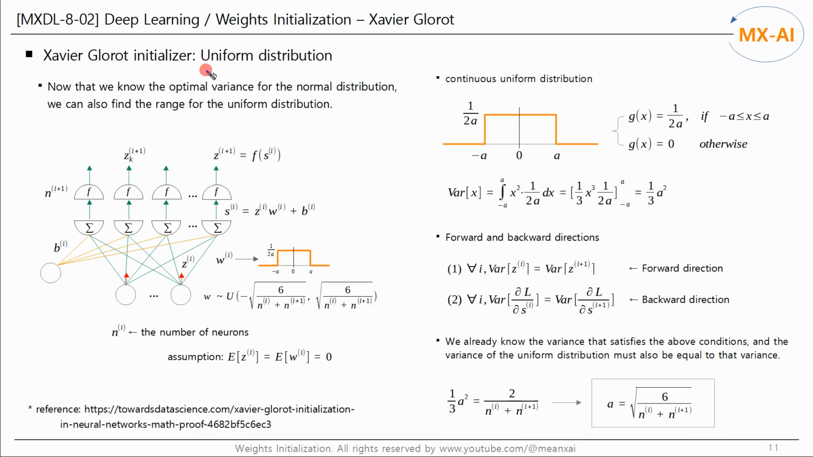Next, let's look at how to initialize the weights using a uniform distribution. Now that we know the optimal variance for a normal distribution, we can also find the range for a uniform distribution.